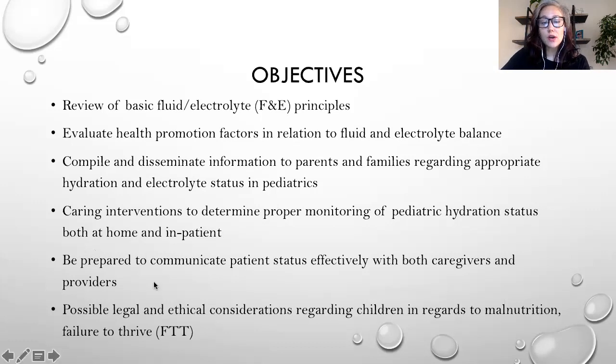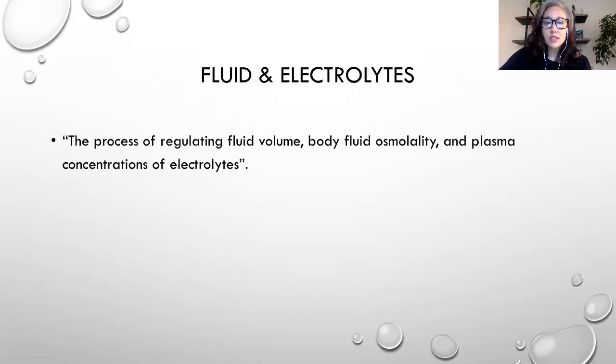We're going to look at communicating patient status effectively with the caregivers, whether that's parent or guardian, as well as the providers and the ancillary staff that we work with. And then also touch on some of the legal and ethical considerations that have to do with kids. You see this a lot in the elderly as well, but you can come in and have a kid who's severely underweight. We might have malnutrition or failure to thrive, which we call FTT.